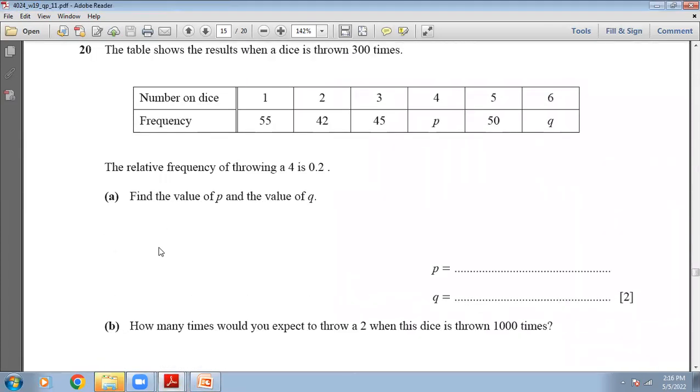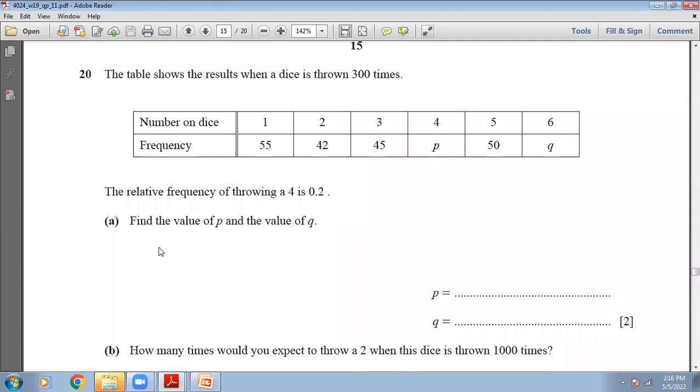The next question is coming up on your screen. He says the table shows the results when a dice is thrown 300 times. The number on the dice can be 1, 2, 3, 4, 5, or 6. Out of 300, 55 times came 1, 42 times came 2, 45 times came 3, P times came 4, 50 times came 5, Q times came 6.